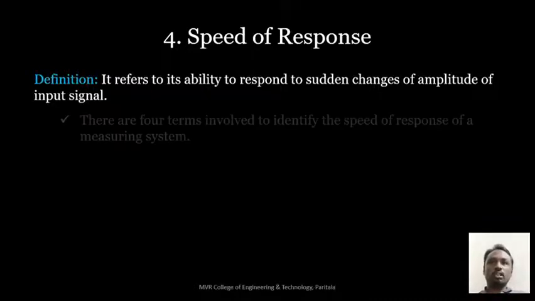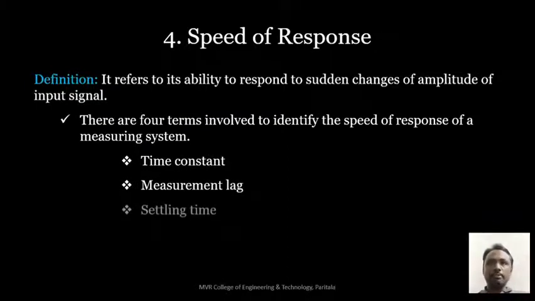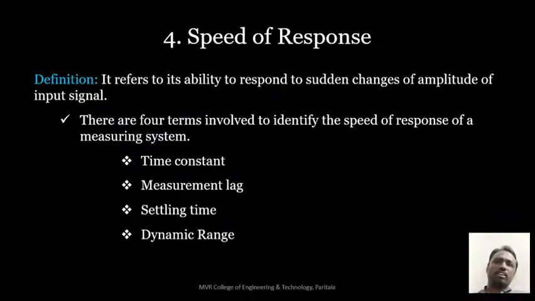There are four terms involved in identifying the speed of response of a measuring system. What are the four terms? Time constant, measurement lag, settling time, and dynamic range. These are the four factors we need to consider to identify the speed of response of an instrument. Similar to our under-damped system response, you can see that later.